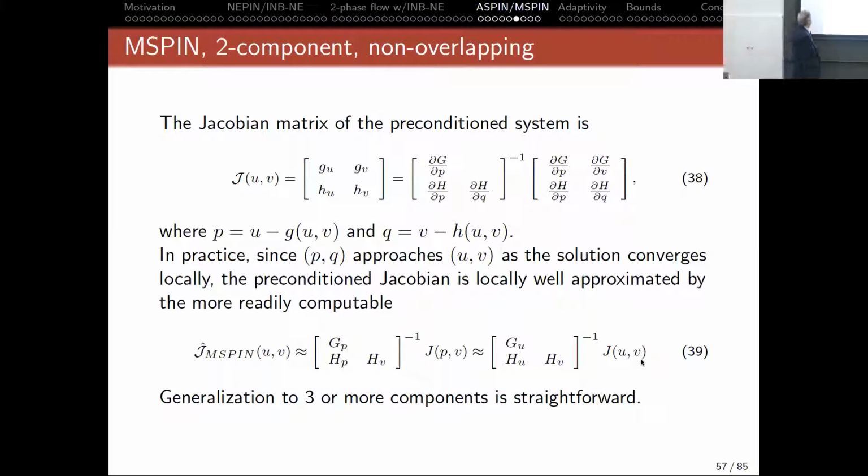And the Jacobian of that preconditioned system can be worked out by the chain rule and some other manipulations as follows. And in this multiplicative version of the field split method, there is a triangular solve which can often be approximated by displacing the arguments in drawing Jacobian blocks from the original.